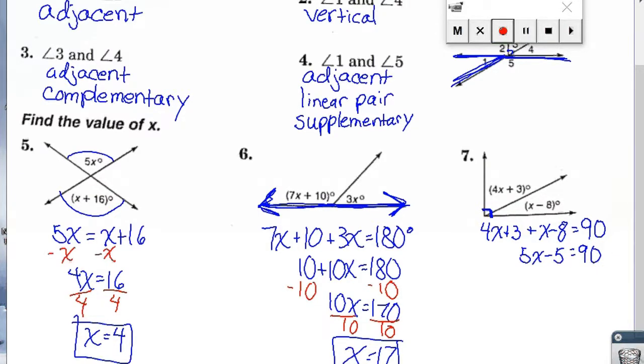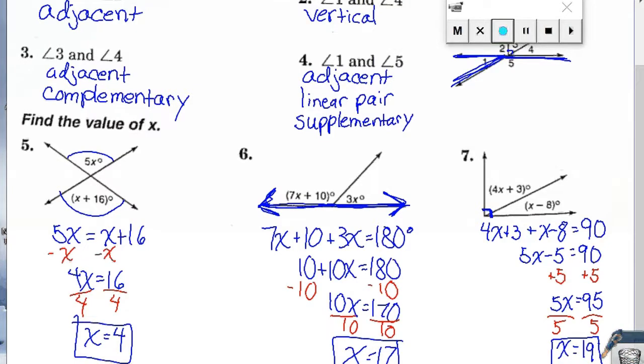Add 5 to both sides, and we'll have 5x equals 95. Divide both sides by 5, and we'll get x equals 19. Okay, and there we go.